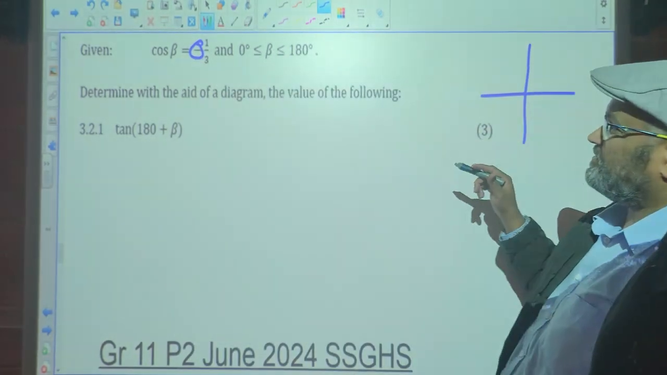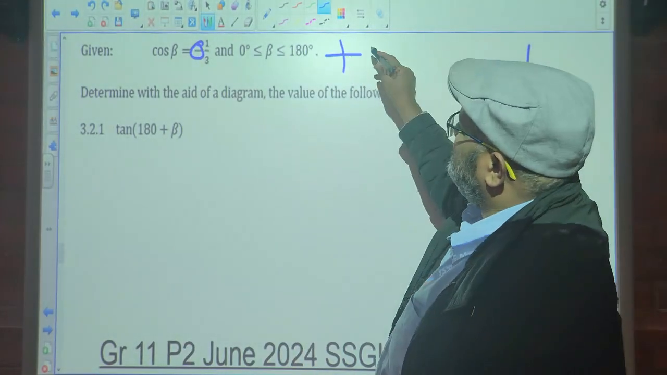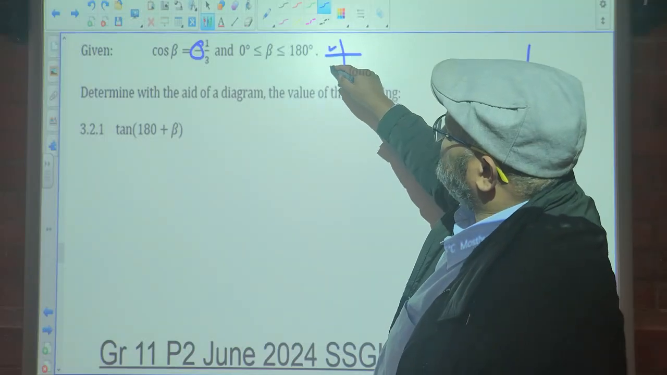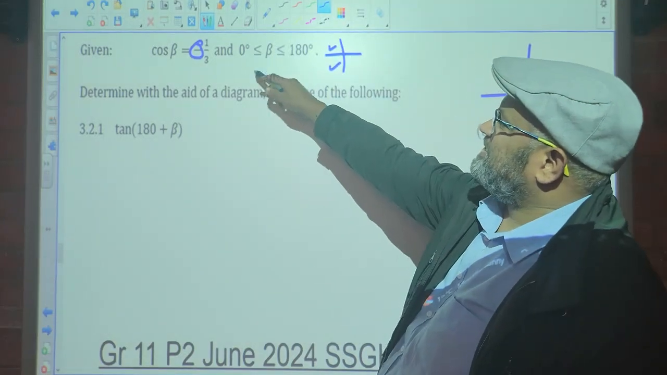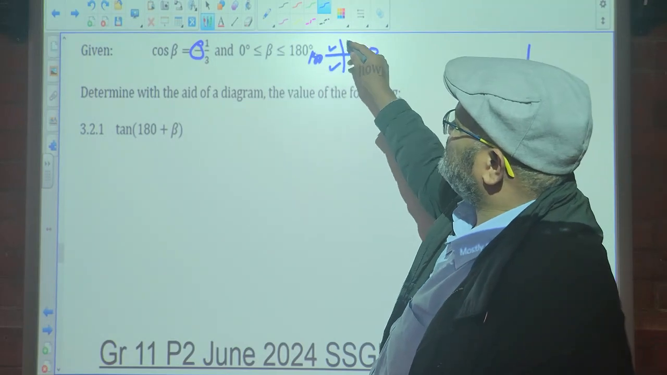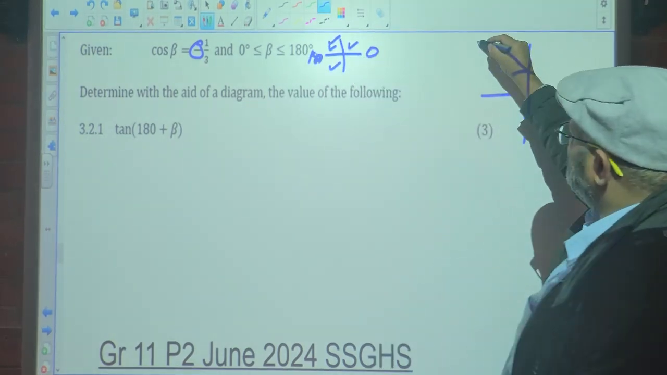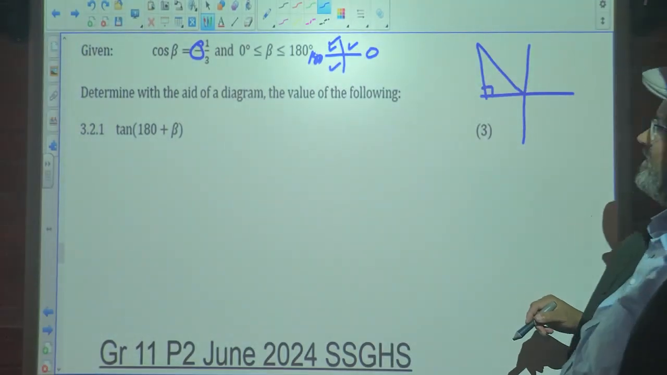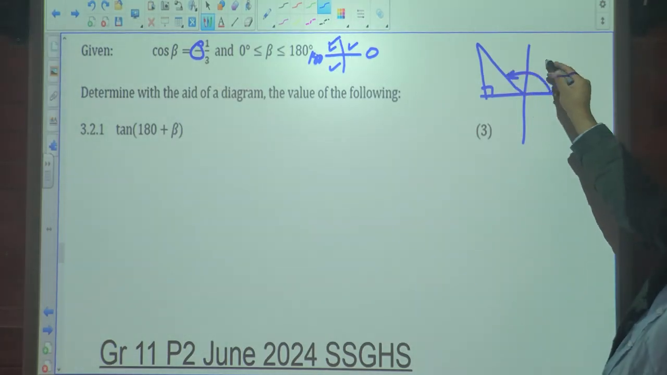So where's cos negative? Cos is negative in quadrants 2 and 3. But we are told that beta is greater than 0 but less than 180. So it's quadrant 1 and 2. So of course it will be quadrant 2. So that's your angle beta there.